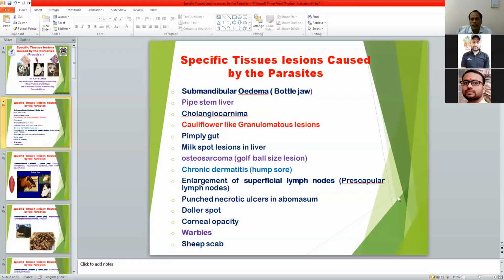So some of the important parasites cause a specific tissue lesion in the host. So these are the specific tissue lesions caused by the different parasites. Important specific lesions caused by the parasites: submandibular edema, that is bottle jaw.